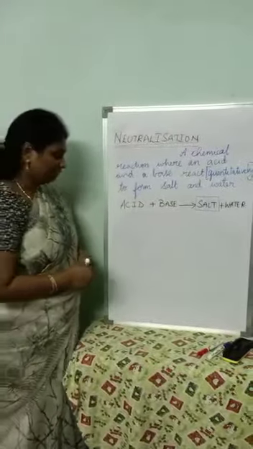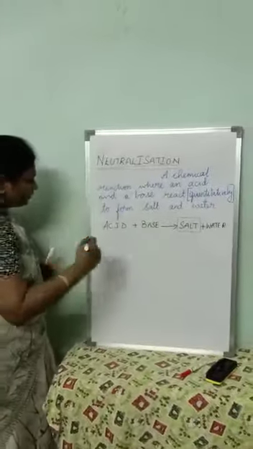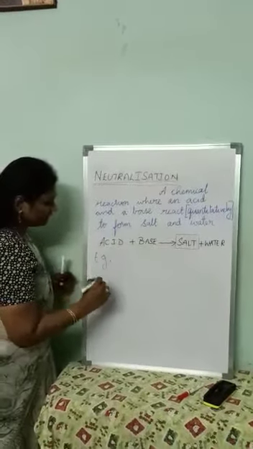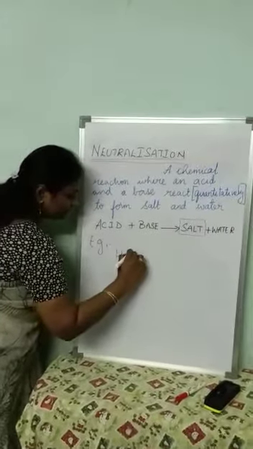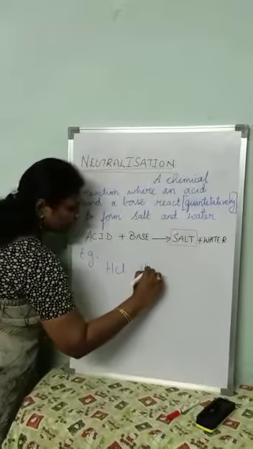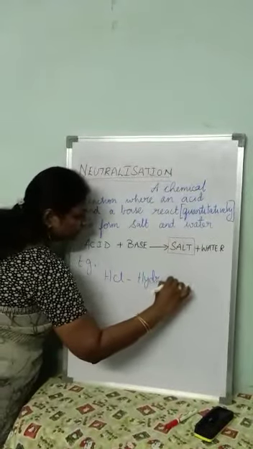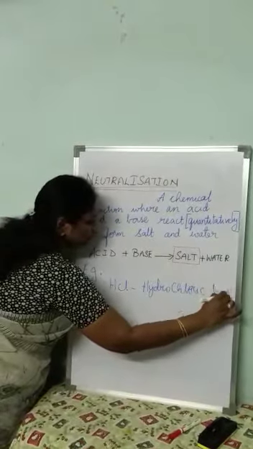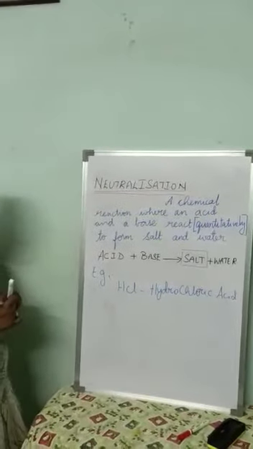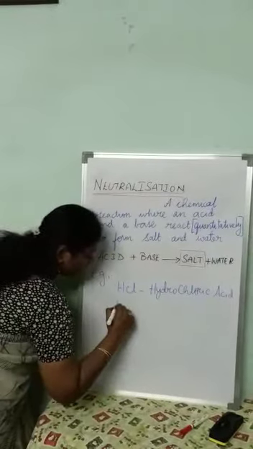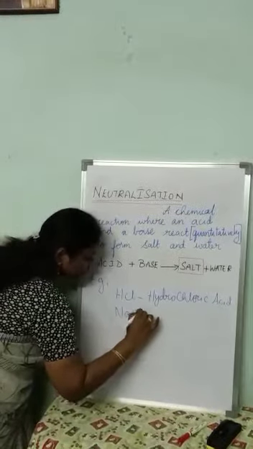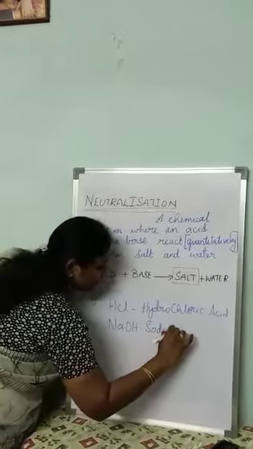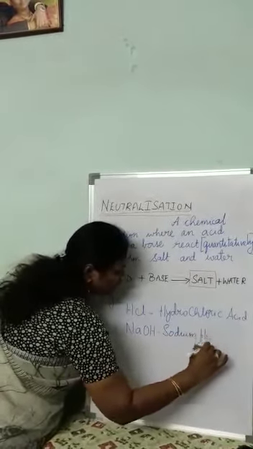Now let us see an example. Here we are going to take an acid and a base. So let us see the chemical reaction between an acid and a base. Now we are going to take HCl, which is nothing but hydrochloric acid. As we all know, it is a highly concentrated, strong acid, HCl. And we are going to take NaOH, sodium hydroxide, which is a base.